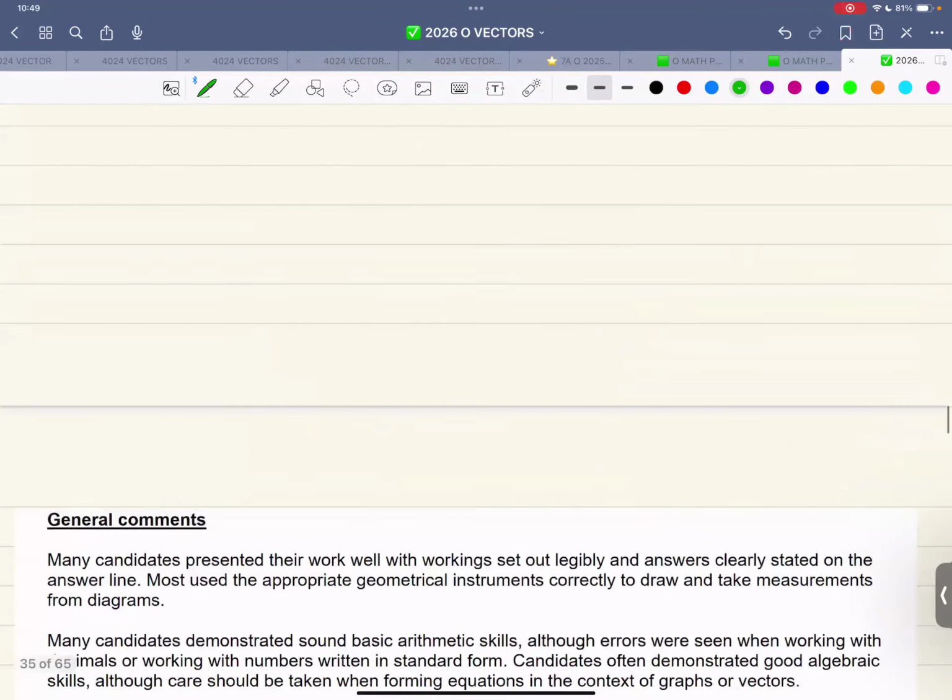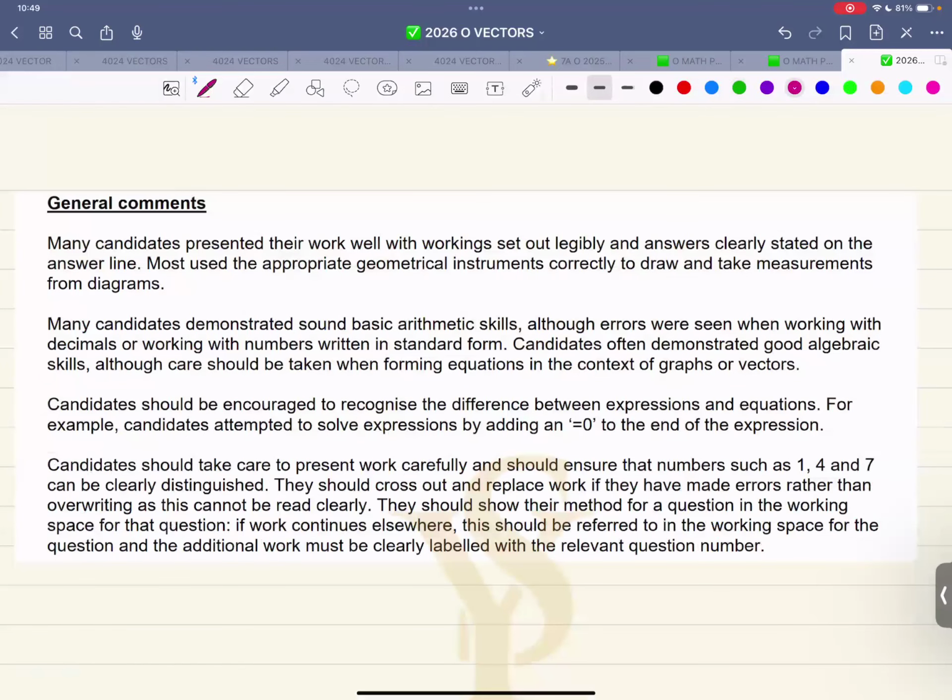That's one thing. Second thing, now there is something called general comments about the students. Let's read it out also. Many candidates presented their work well with working set out legibly. You can read it. Answers clearly stated on the answer line. So in a paper one, there is this dotted line over there, and the marks are written over there. So like this, and then it says 1 mark. So make sure you write the answers on this line. Otherwise, marks won't be given for accuracy.